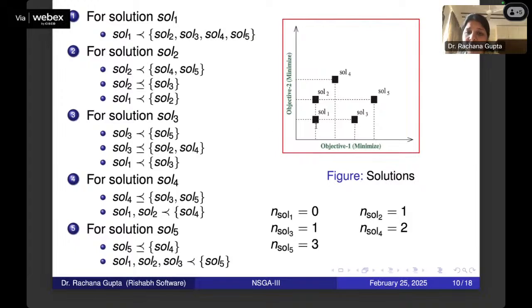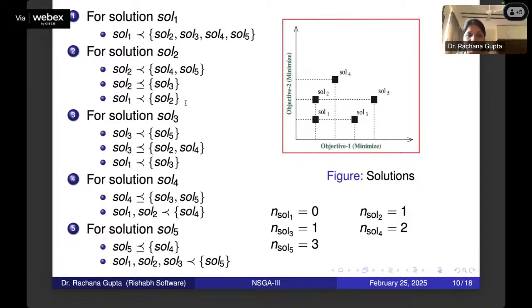Now is solution 1 non-dominated with any other solution? No, solution 1 is the best solution compared to all the solutions. Now let's come to solution 2. We will keep listing and reporting for all the solutions one by one. Now we know that solution 2 dominates solution 4 and solution 5, but solution 2 is non-dominated with solution 3, and solution 1 dominates solution 2.